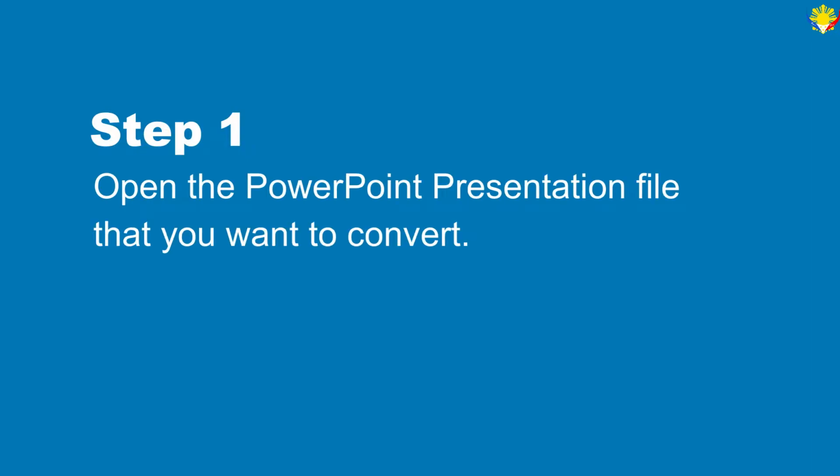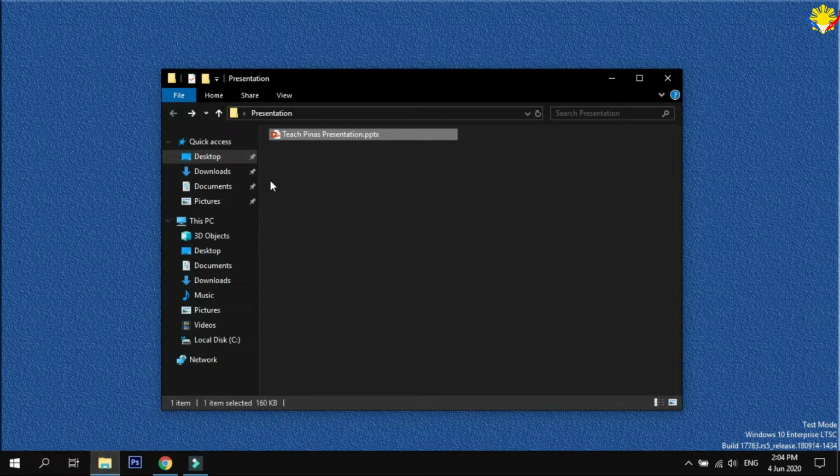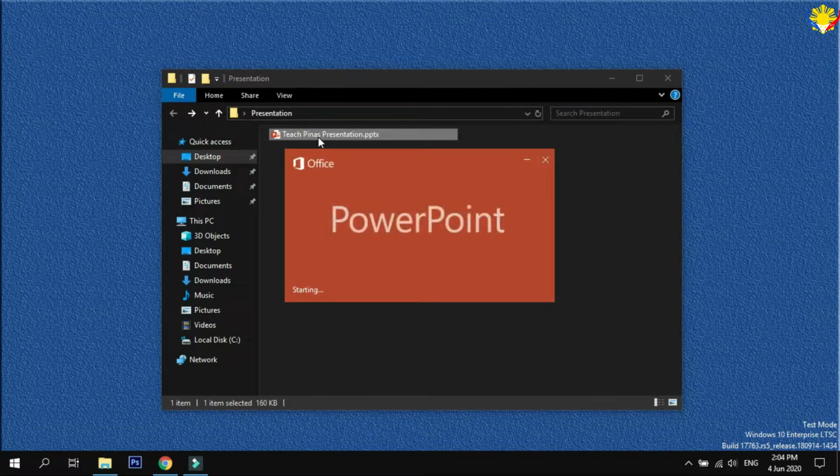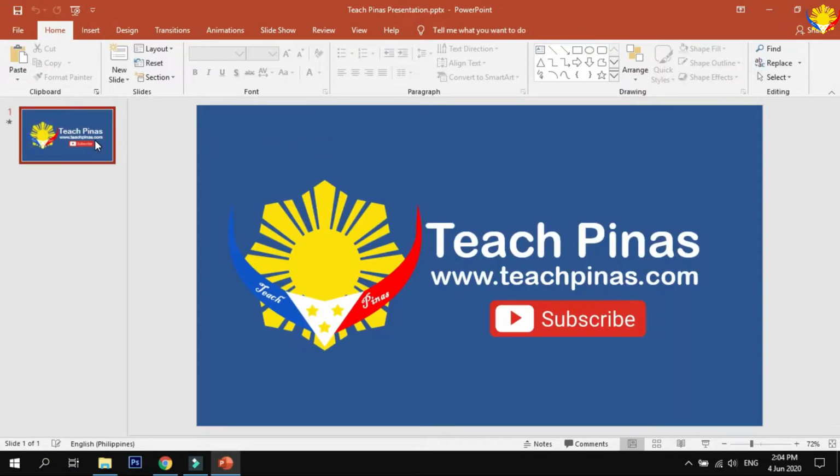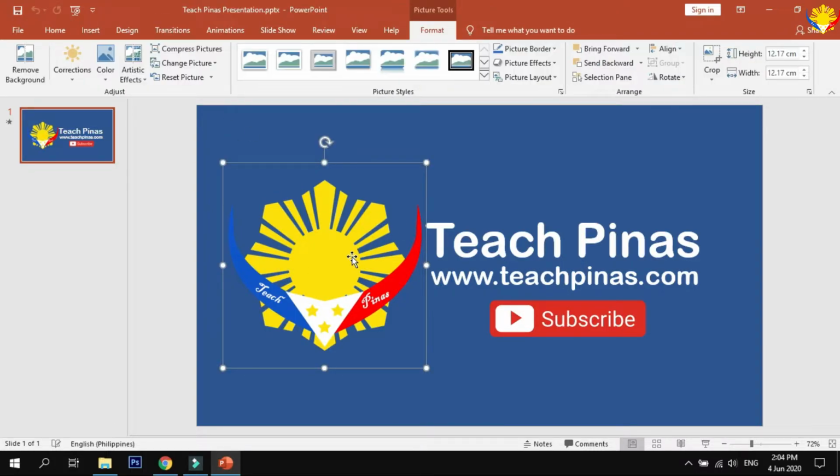First, open the PowerPoint presentation file that you want to convert. Customize the slide. You can set animation and transition to make the presentation lively.